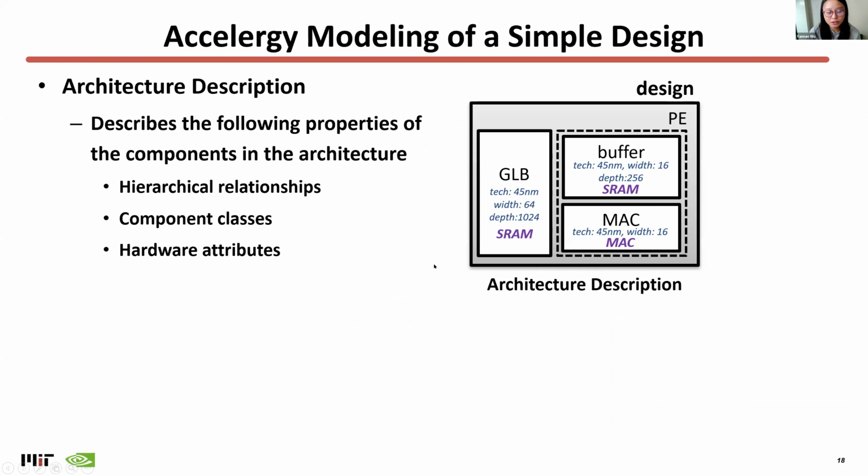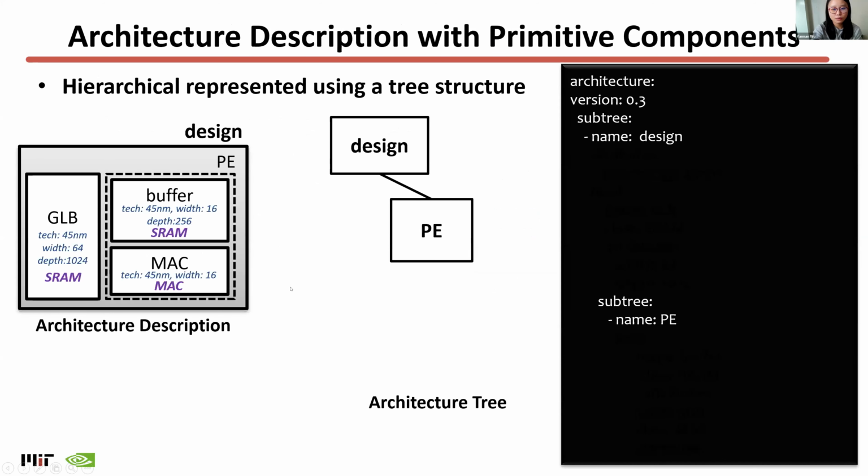Let's look at the architecture description. The architecture description describes the following properties of the components in the architecture. First, we want to know the hierarchical relationship between the different components in your design. We want to know for each component which primitive component class it belongs to, so that we can have a better idea of what hardware behaviors you'll have. And also, we need to define this component by specifying the hardware attributes associated with it. So let's go step by step.